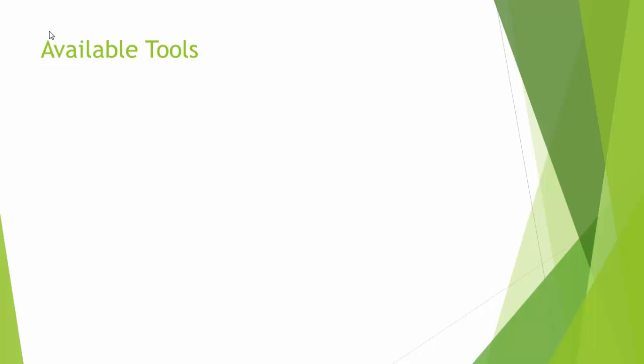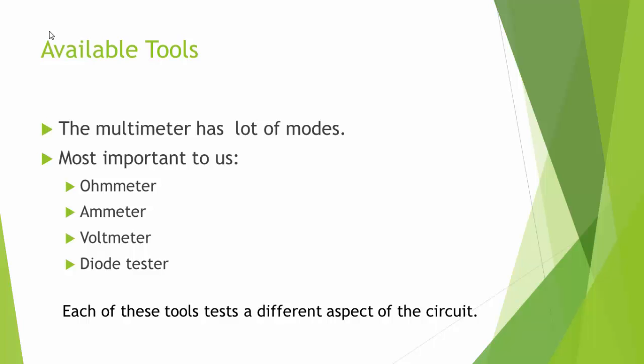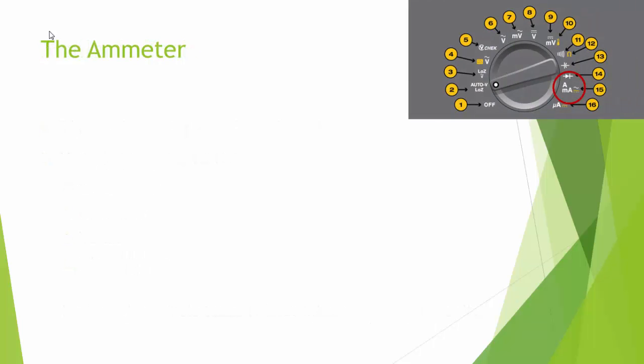As you might expect, a multimeter has various modes, various tools built into it. The most important for our purposes are the ohm meter, the ammeter, the voltmeter, and the diode tester. Each of these tools tests a different aspect of the circuit, and each of these tools has to be used in a slightly different way. So let's start with the ammeter.